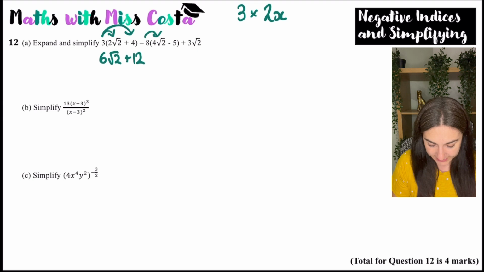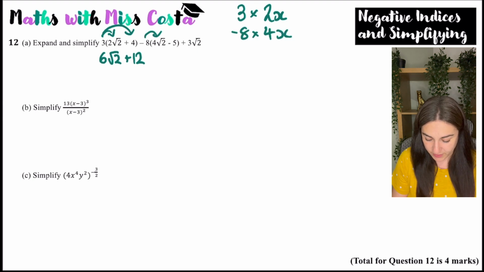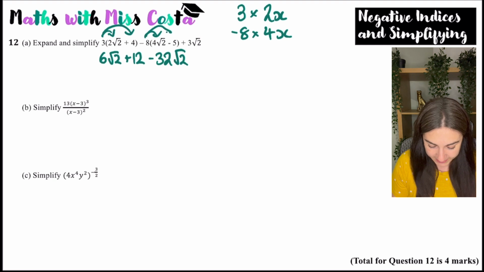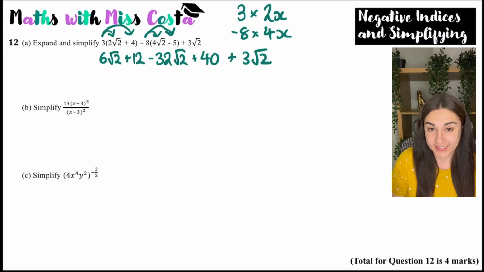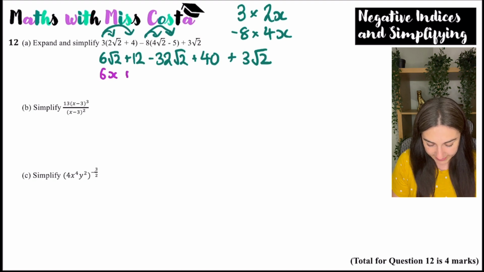And then minus 8 times 4 root 2. Again, imagine it is algebra. So minus 8 times 4x would give you minus 32x, but it's root 2 instead. And then minus 8 times by minus 5 is going to be plus 40. And then you add on 3 root 2. So because you can treat it like algebra, if you were to say 6x plus 12 minus 32x plus 40 plus 3x, how would you simplify that?